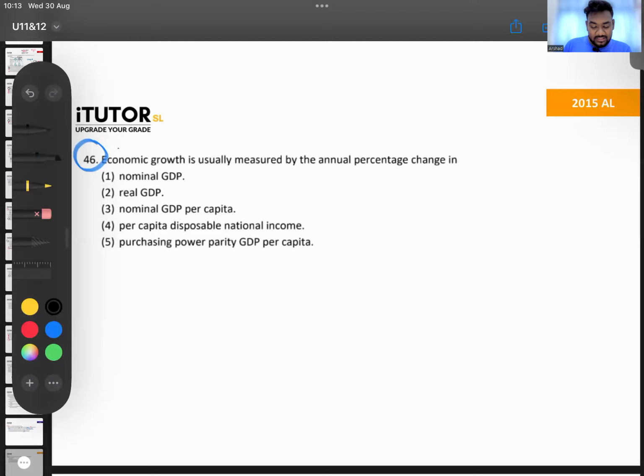Economic growth is usually measured by the annual percentage change in what? How do we measure economic growth? Repeated again and again. We look at the nominal GDP or real GDP? Real GDP is the more correct one to look at economic growth. We look at real GDP growth, GDP at constant prices. So real GDP, or we say GDP at constant prices.